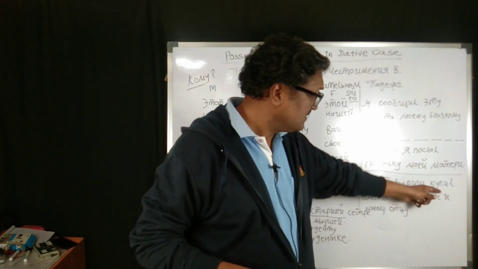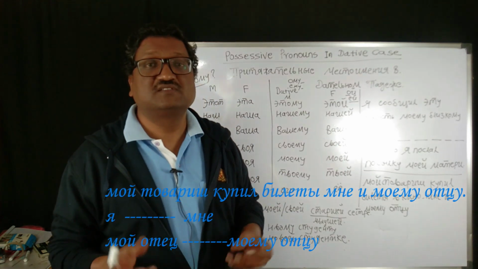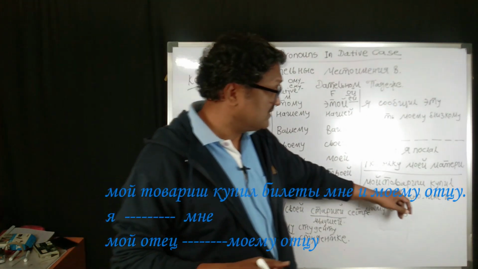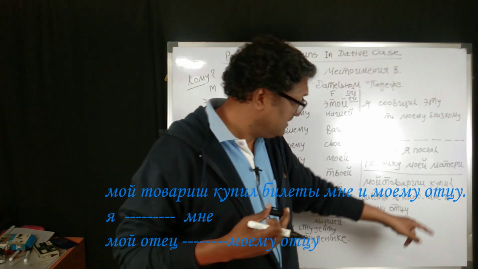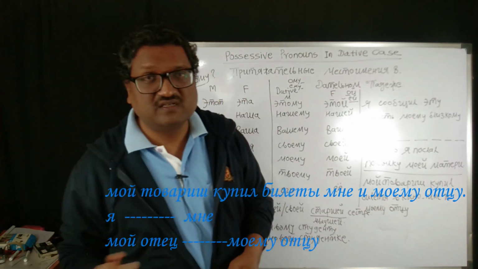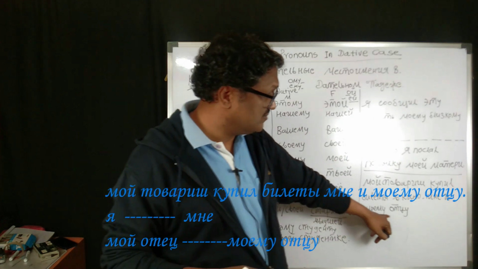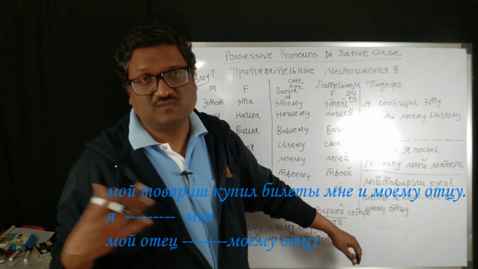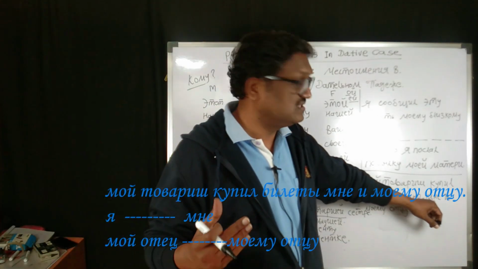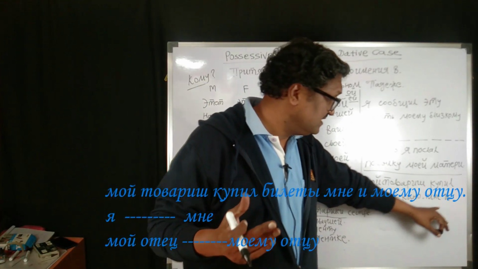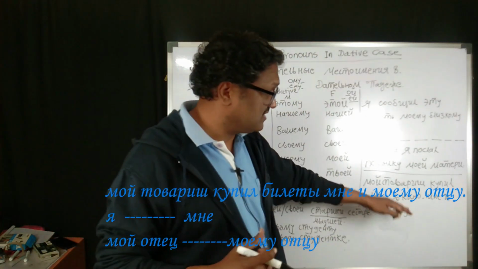Then, мой товарищ купил билеты. Okay, my friend has purchased tickets. Now to whom? Мой товарищ купил билеты в кино мне, to me, и моему отцу, and to my father. So мой отец is changing to моему отцу, and я, which is the personal pronoun that we have seen in the last video, is changing to мне. Мне и моему отцу. To me and my father.